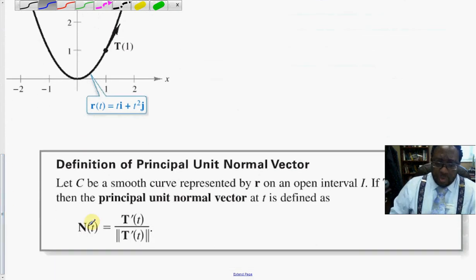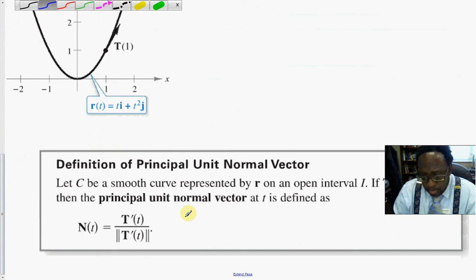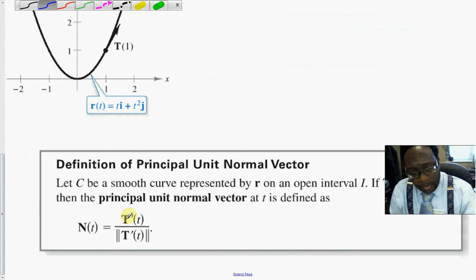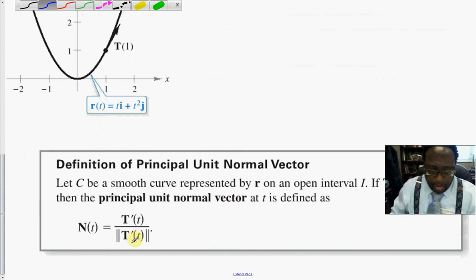With the tangent vector, we want to talk about the principal unit normal vector. Let C be a smooth curve represented by a position vector r on some open interval I. If the derivative of the tangent vector is not zero for all values of t, then the principal unit normal vector is given with this particular ratio. Capital N of t is equal to the derivative of T divided by the norm of T prime.